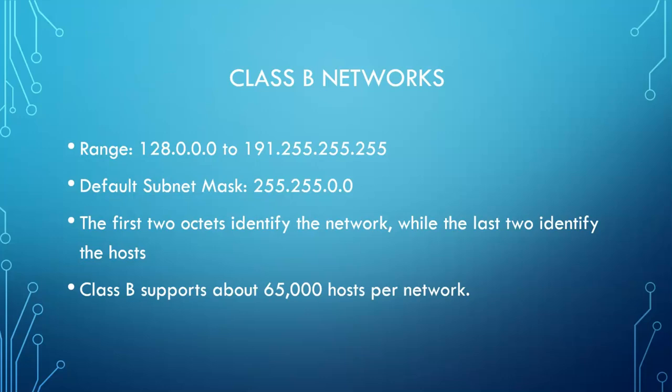Class B networks were designed for medium-sized organizations. The address range is 128.0.0.0 to 191.255.255.255. The default subnet mask is 255.255.0.0, meaning the first 2 octets represent the network portion and the last 2 octets represent hosts. This allows each network to support about 65,000 hosts. Class B networks were commonly used by universities, corporations, and large businesses.